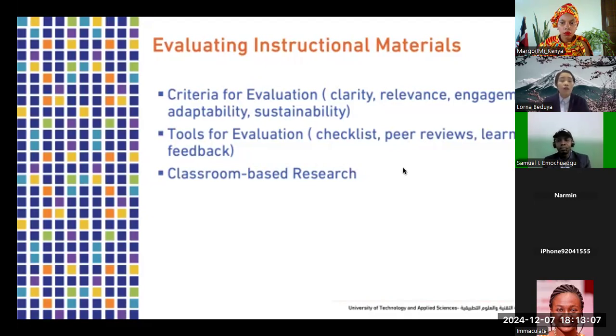So when we think of instructional materials development also, give it away for classroom-based research, okay? Or to your action research. So if you want to evaluate certain materials that you have created or your peers have created, for example, then that could be a very good research question or study that you would like to think about for the future.